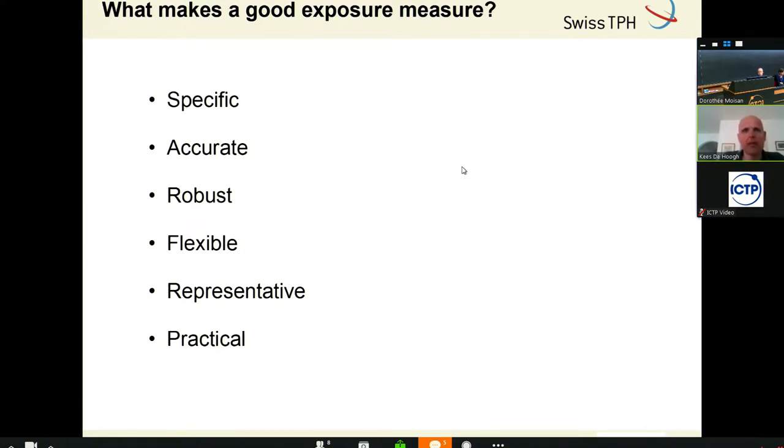And then briefly, what makes a good exposure measure? Well, these are quite logical, of course. They need to be specific to the pollutant. They need to be accurate, there's no point in having something very inaccurate. They need to be robust, flexible, representative, and practical. These are all logical things, but these are good to keep in mind when you do an exposure model.